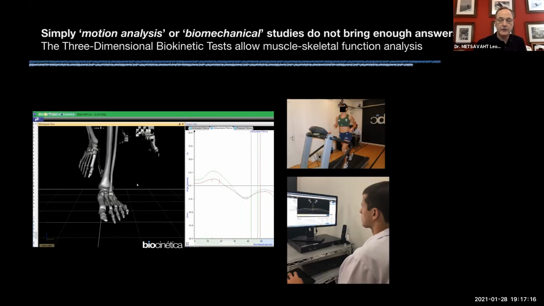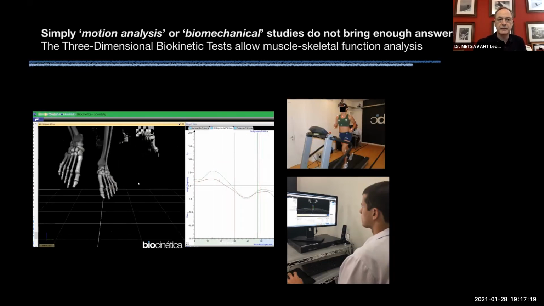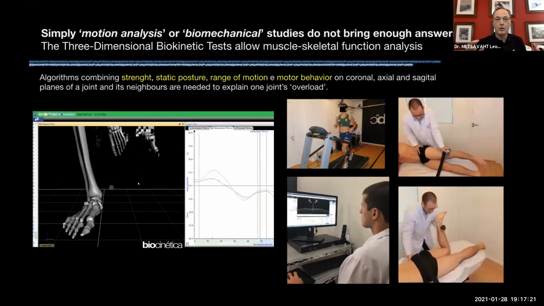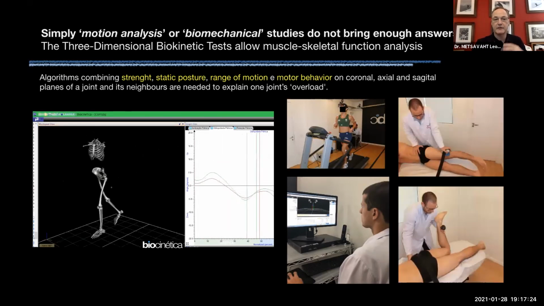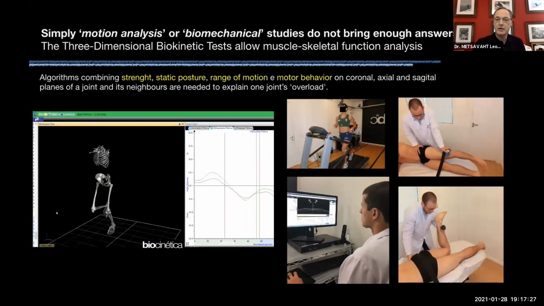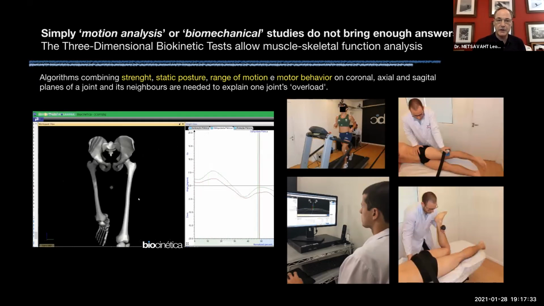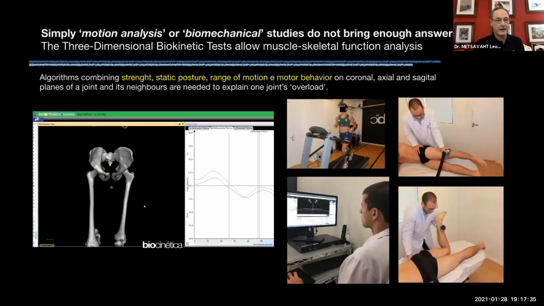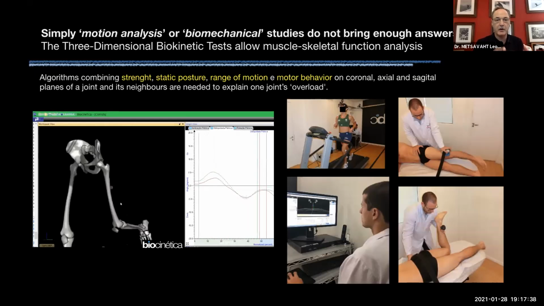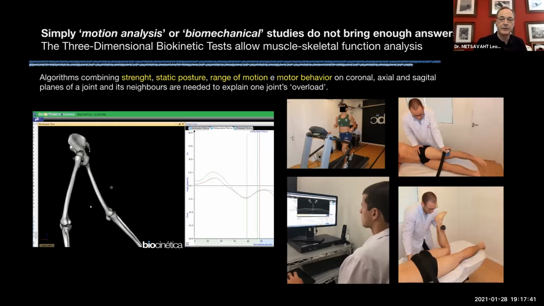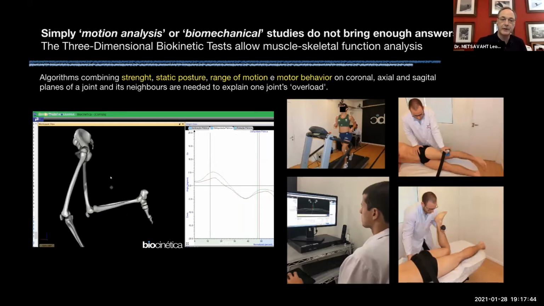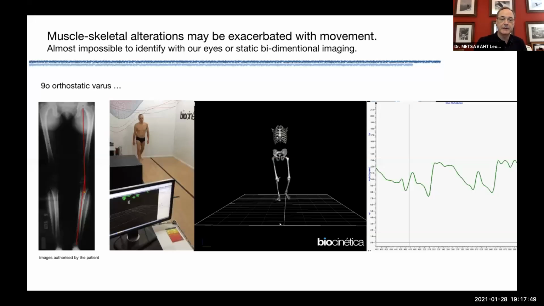So it's not simply to understand, to see 3D motion. We need algorithms that combine strength, static motion, posture, range of motion, motor behavior, and that has to be analyzed in 3D, in the coronal, in the sagittal, and the axial planes together. So it's a very complex analysis that we need to understand where is the reason for the overload of a joint. It's almost impossible to define that just with an orthostatic X-ray.